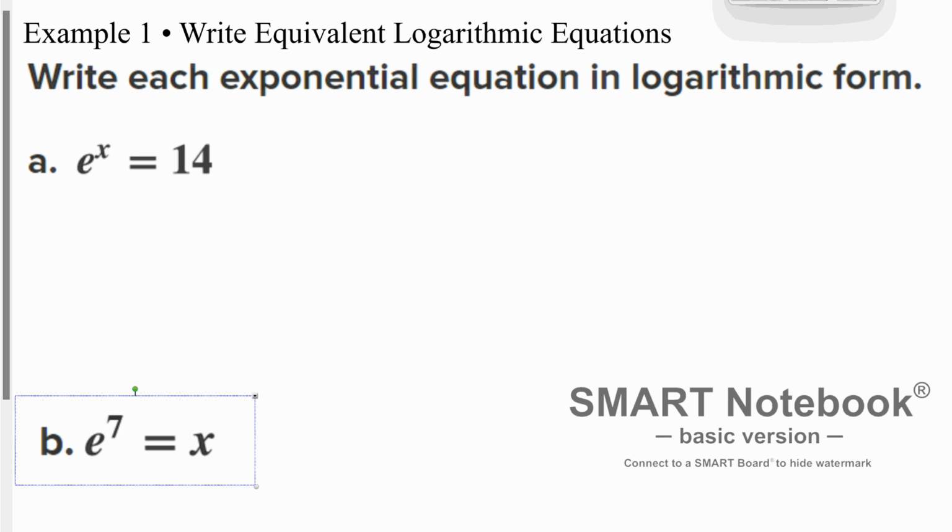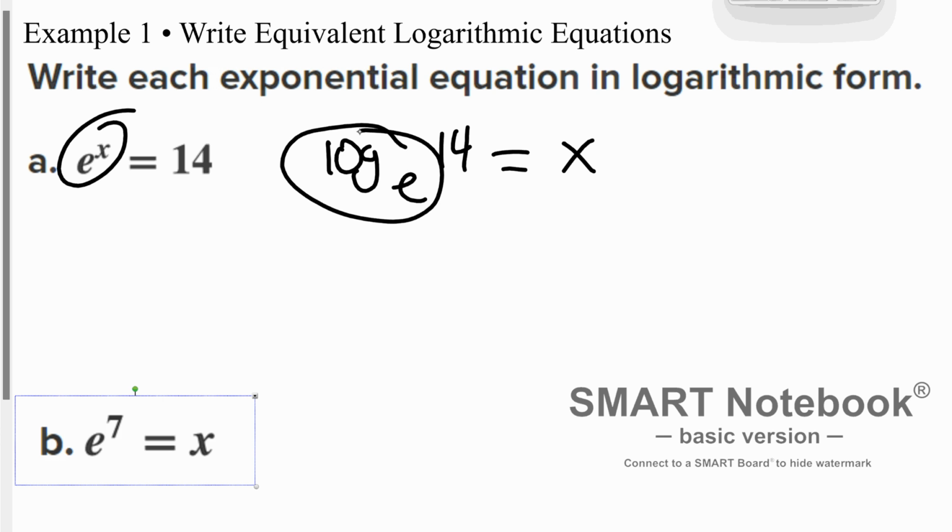Right, so here's an example. I'll do A, you can do B. So we're just going to rewrite this exponent in log form, right? So the base is e, so when I write the log, the base will be e, and then whatever's on the same side will no longer be on the same side, right? So it looks like that. And then instead of writing log base e, we just write ln. So ln of 14 equals x.